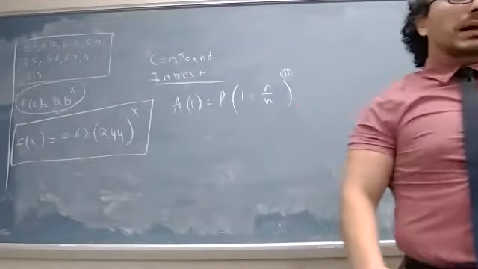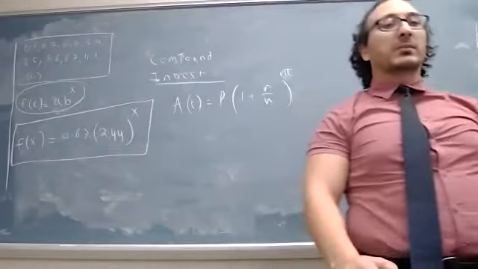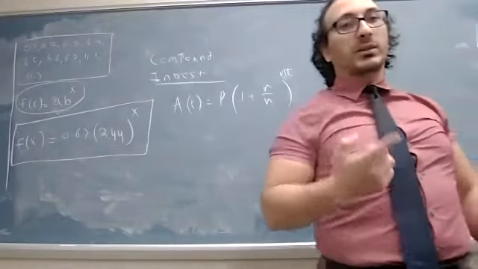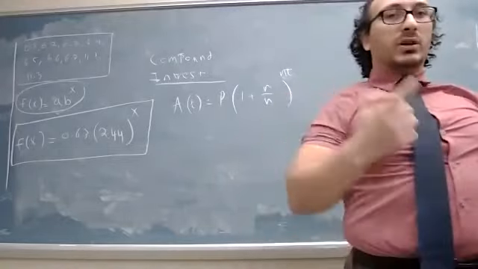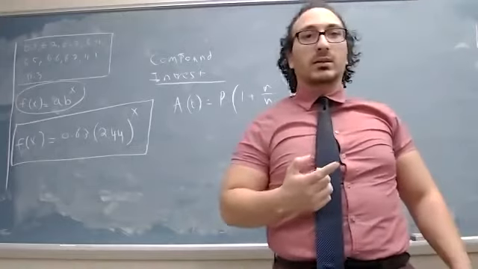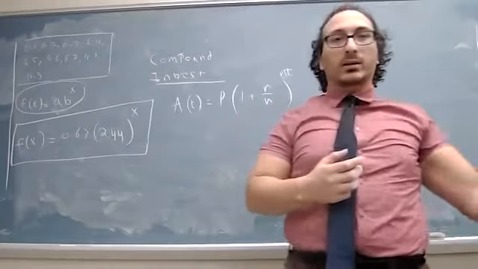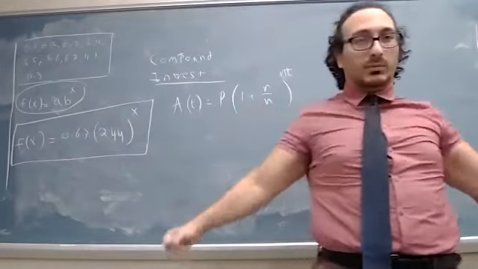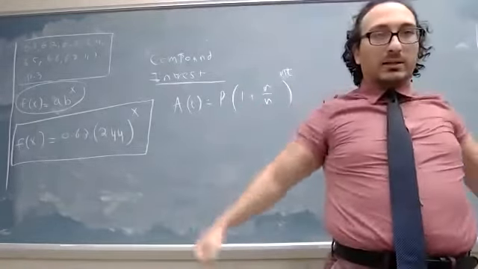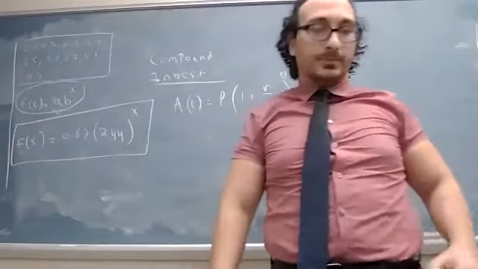So there's multiple ways that interest is compounded. Sometimes it's compounded annually, like once a year. Other times it's compounded quarterly, 4 times a year. Other times it's compounded monthly, so 12 times per year. So it all depends on the way it's compounded.